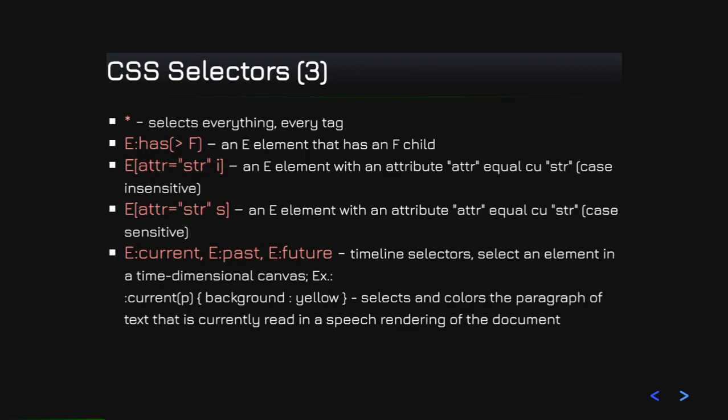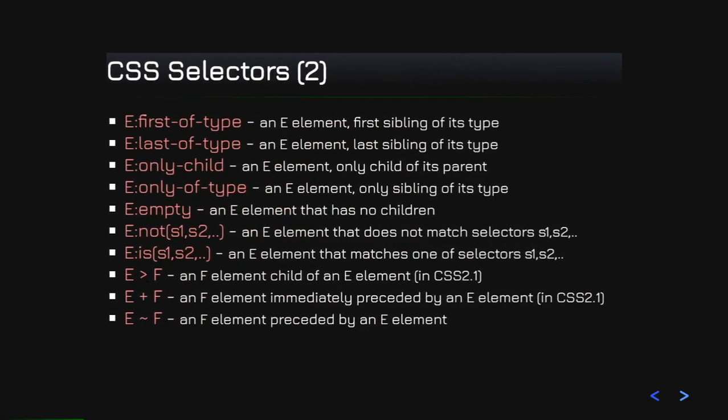This one, the has pseudo selector, selects an element of type E that has an element of type F as a child, because of this greater sign, which, as you have seen in the previous slide, means that F should be a direct child of E. Okay.